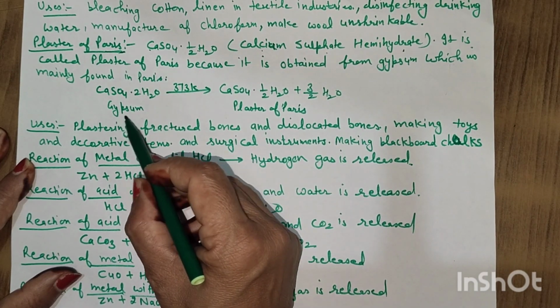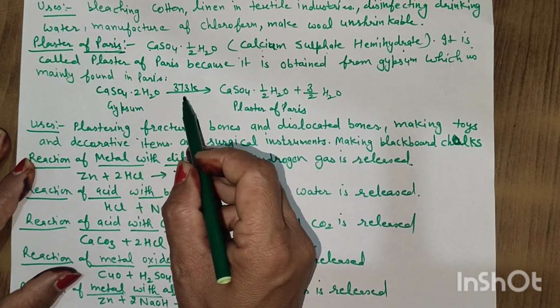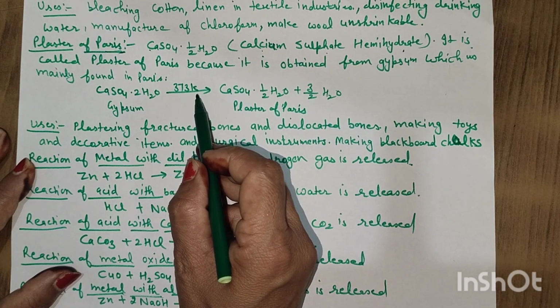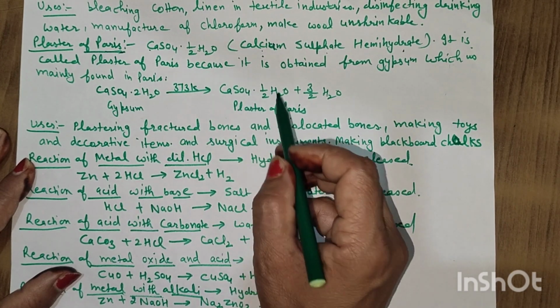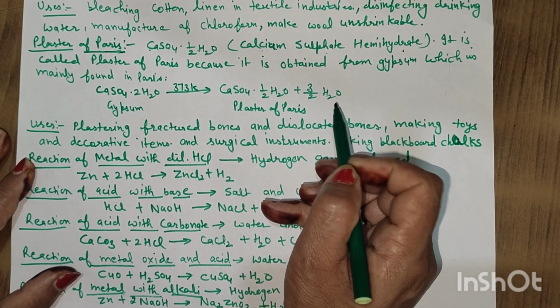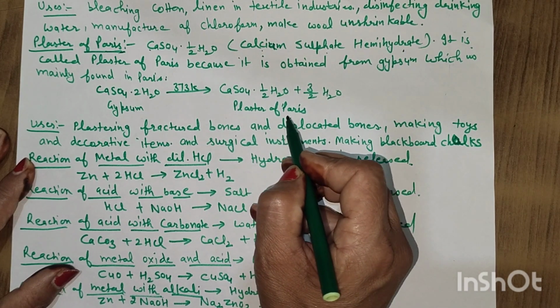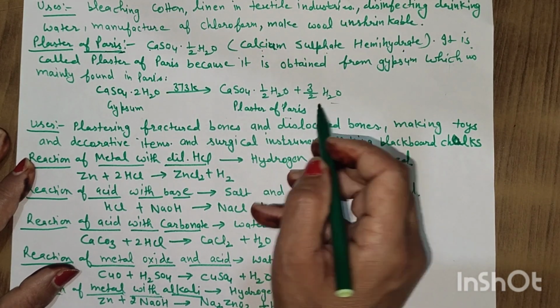CaSO4 2H2O is called gypsum. When gypsum is heated at 373 Kelvin, CaSO4 half H2O plus 3/2 H2O is formed. It means plaster of Paris is formed along with water.